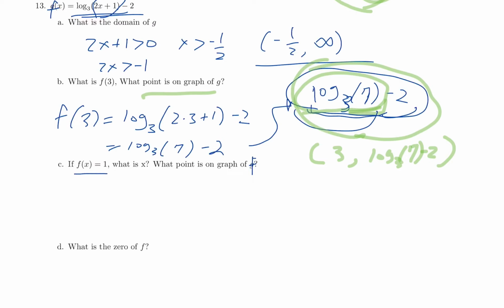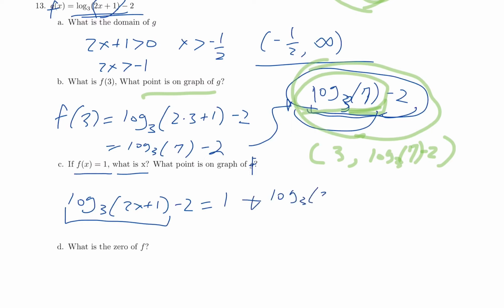So f of x equals 1. What is x? So log base 3 of 2x plus 1, minus 2, equals 1. Let's solve for x. Before we rewrite in exponential form, we have to isolate the log. So I'm going to add 2 to both sides. So I have log base 3 of 2x plus 1 equals 3.